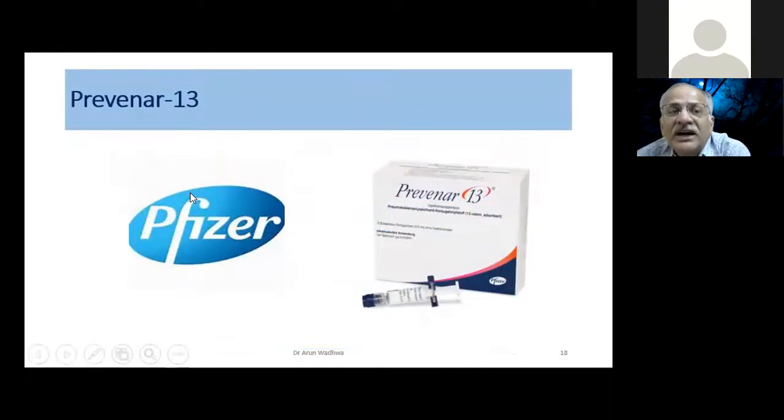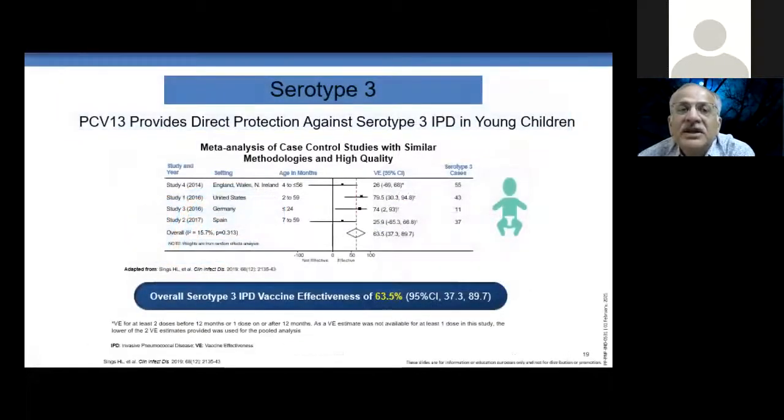So first of all, we'll start analyzing the PCV13, which came first. It has, as I told you, all the 5 serotypes which we'll be discussing today. First we'll take serotype 3, which is slightly more controversial compared to others, because PCV13 is the only one which will provide direct protection against serotype 3 in young children. And this is a forest plot which shows you the studies. According to its own literature, the overall serotype 3 IPD vaccine effectiveness is 62.3%, 63.5%. So even the literature says that the serotype protection is only around 63.5%.